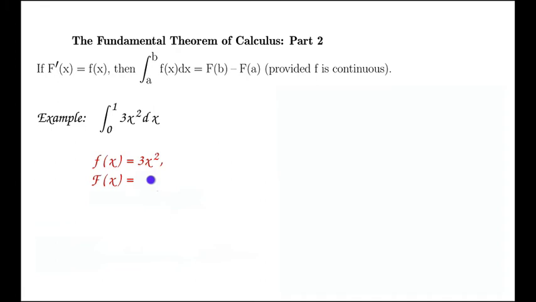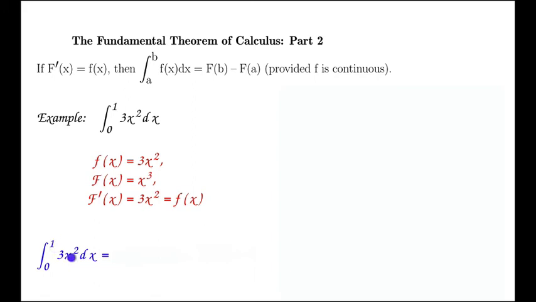But if we think of capital F of x equals x cubed, then the derivative, capital F prime of x, is the derivative of x cubed, which is 3x squared, which is our original function. That is, we have found a function capital F, so that capital F prime of x is equal to little f of x. That function is x cubed. That's the function that we can use here to evaluate this integral.